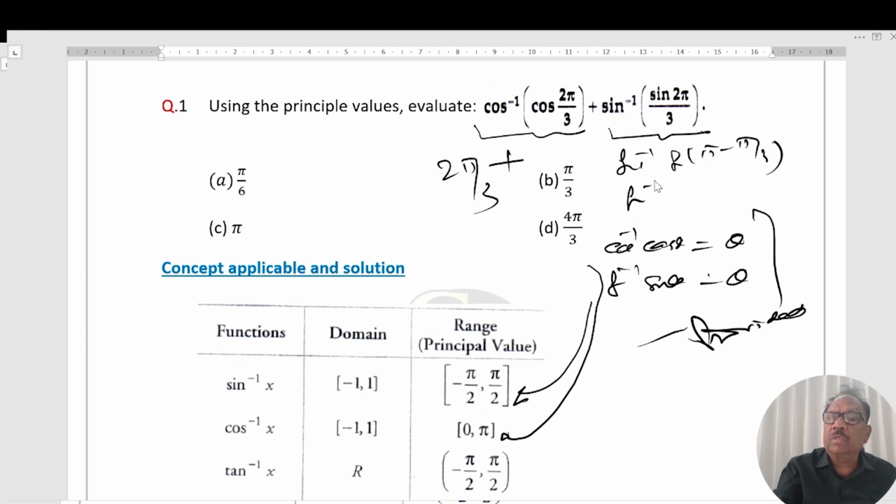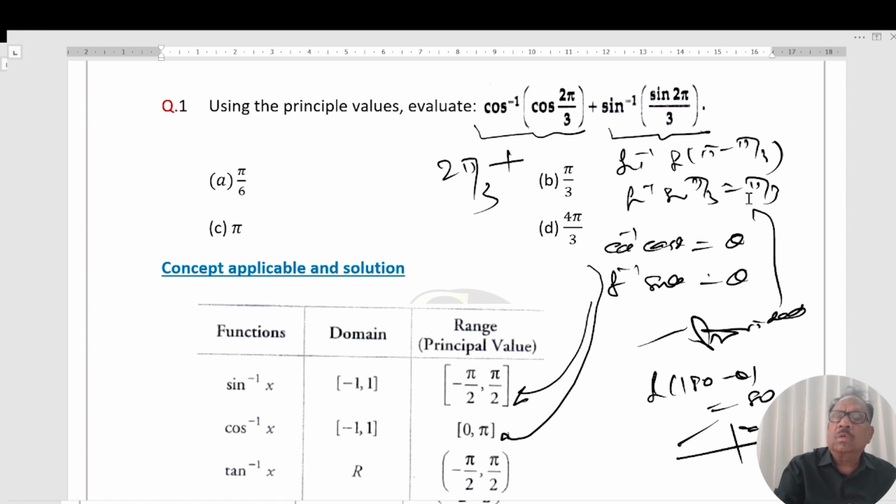So sine of inverse sine of 180 minus theta is sine theta, second quadrant, right? So this will be equal to pi by 3. The answer will be pi by 3. So the overall answer will be 2 pi by 3 plus pi by 3, that is pi. C is the correct answer.